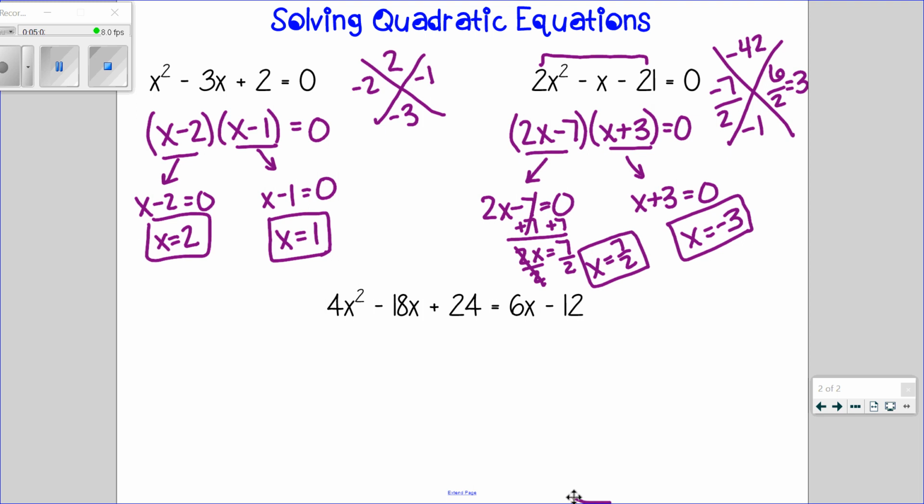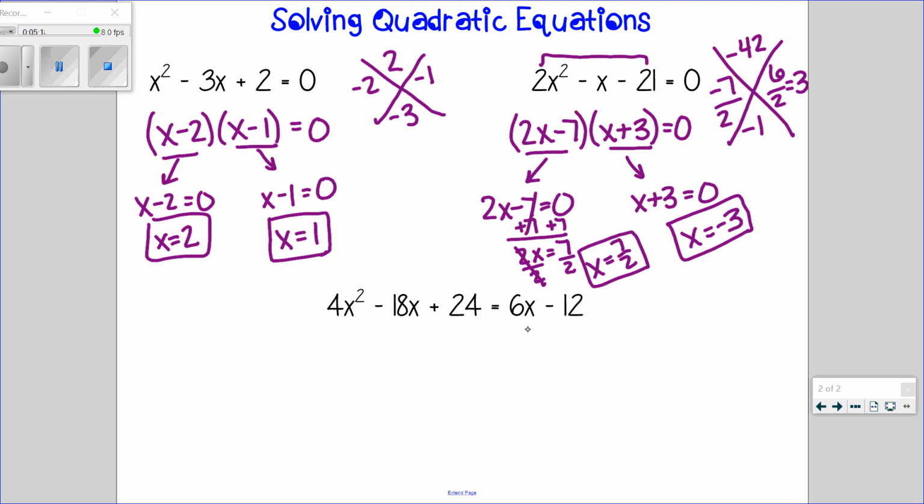Okay, so let's go ahead and do this last one. Now this one's a little different because it's not already equal to 0 like the other ones we've been doing. So the first thing that we're going to have to do is make it equal to 0. We have to do that first before we start factoring.